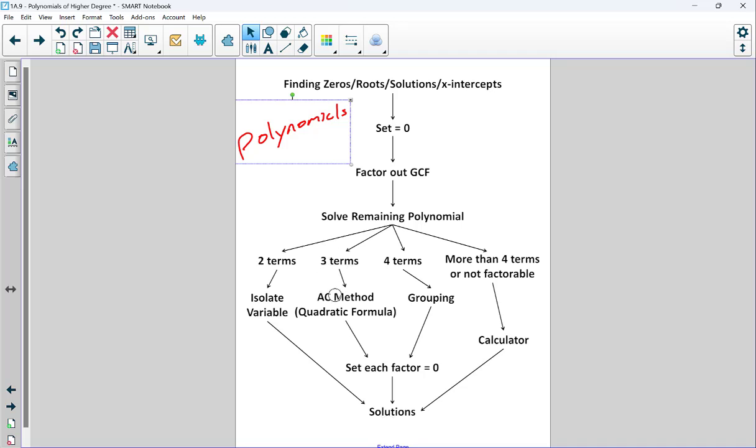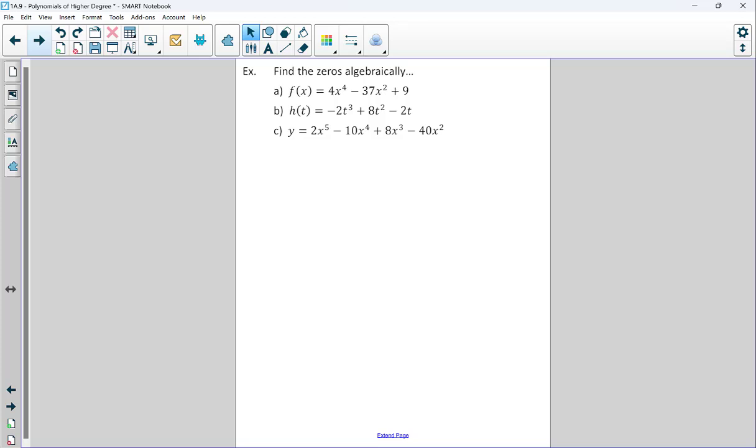If there's 3 terms, that's where we try the AC method. Remember that the AC method can apply not just to quadratics, but anything of a quadratic form. Try the AC method. If the AC method doesn't work, try the quadratic formula. X equals negative b plus or minus the square root of b squared minus 4ac all over 2a. If there are 4 terms, try grouping. If there's more than 4 terms, it's either not factorable or we're going to use a calculator to solve it, and that will be in a future lesson. So once we are done factoring by whatever method of factoring, set each factor equal to 0 and list out your solutions. So here are 3 examples that we're going to look at.